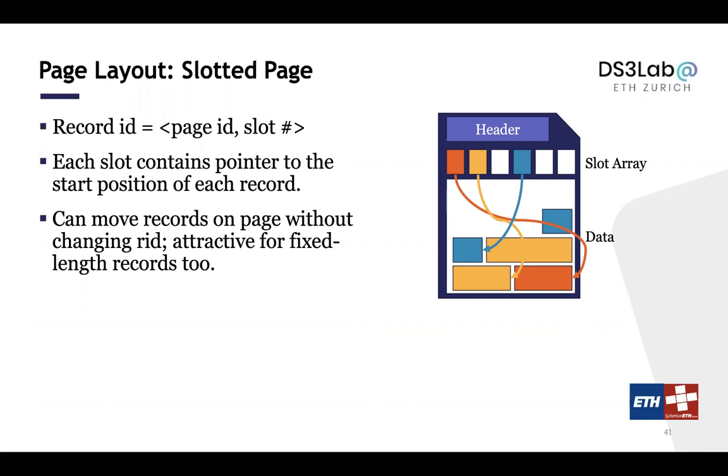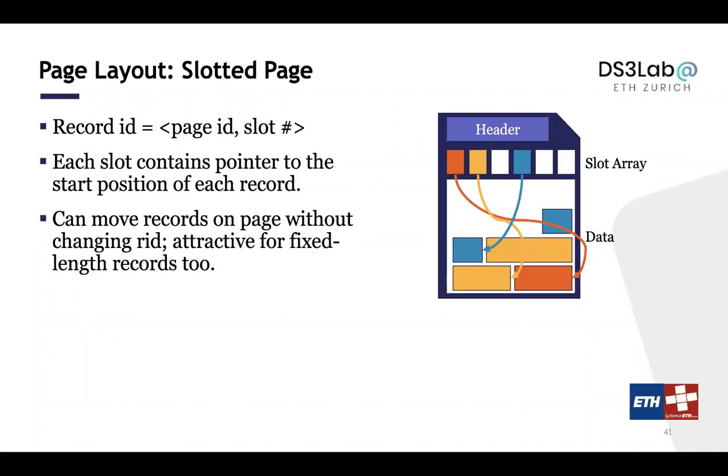For example, for some reason, if I want to move this orange record from here to here, in this case you just need to change the pointer. You do not need to change the record ID, which often makes the whole thing a little bit easier when you try to update your data.